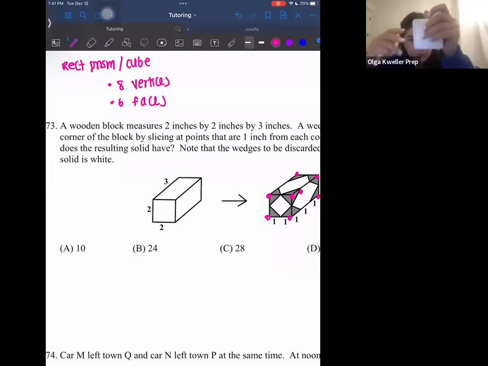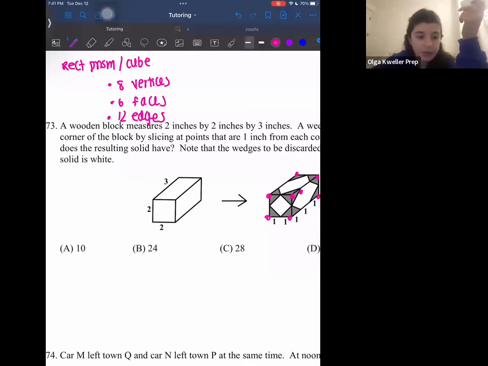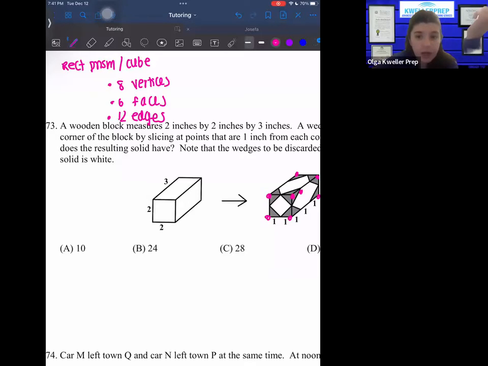And then let's see if we can figure out the edges. So these are edges. We got 1, 2, 3, 4, 5, 6, 7, 8 on the other side. And then 9, 10, 11, 12 edges. So this is just something that you guys can memorize if you're not a good 3D learner and you can't count this visually, but you could also prove it to yourself.